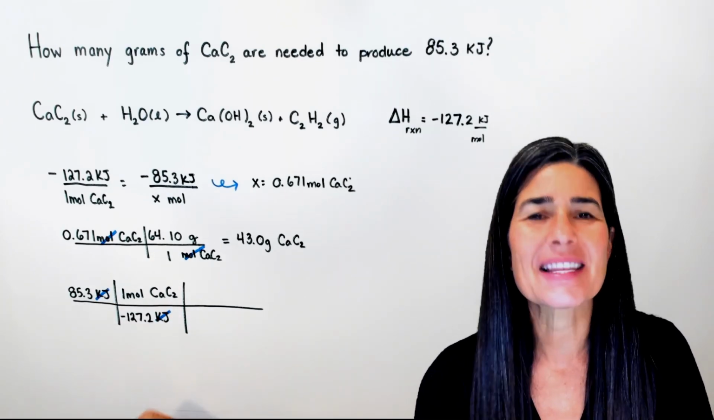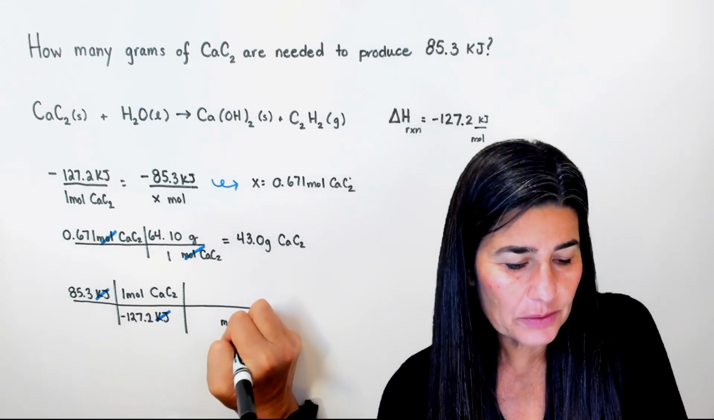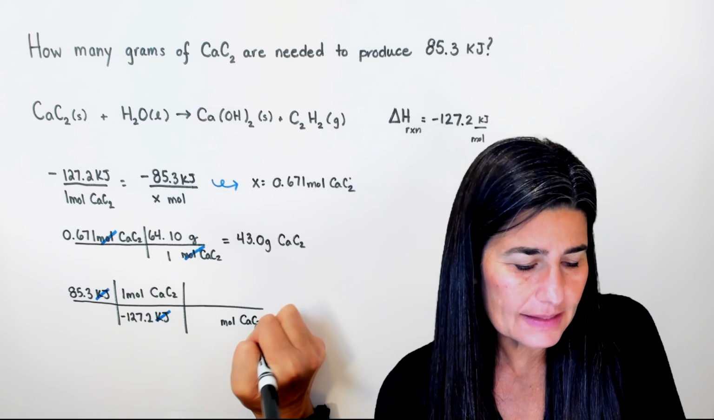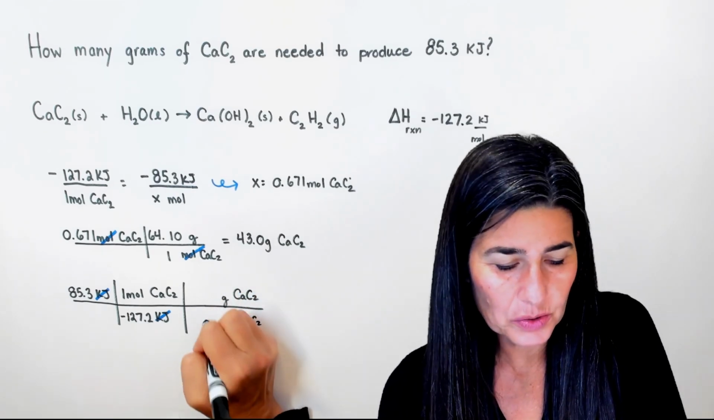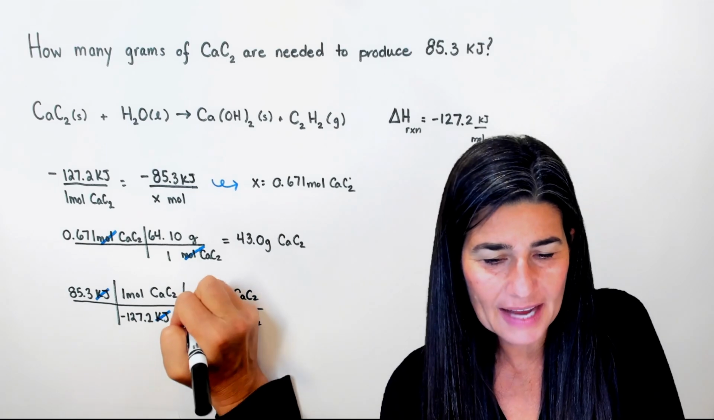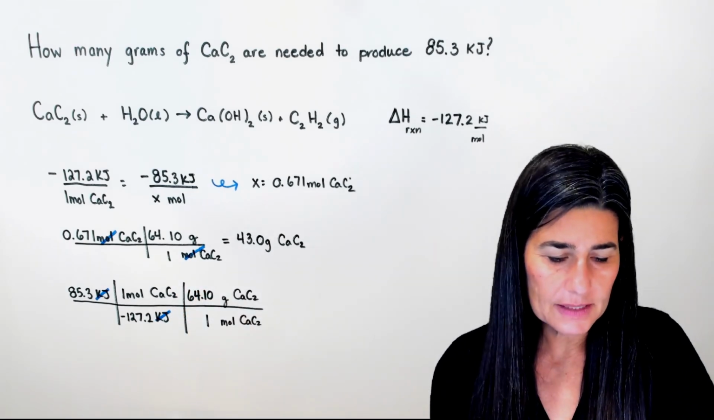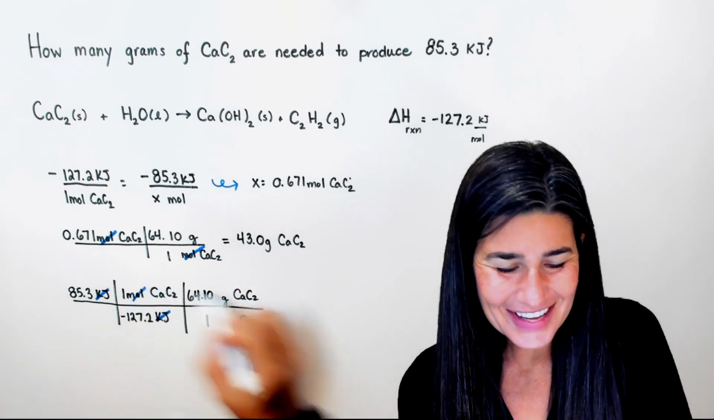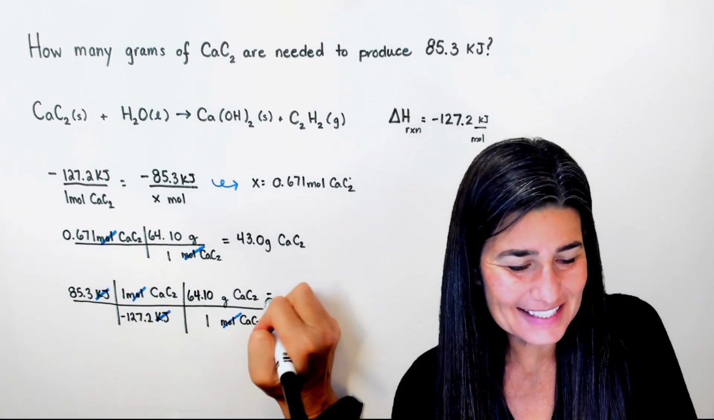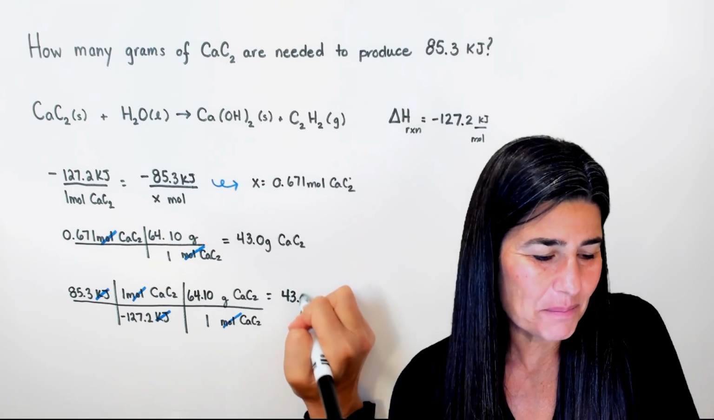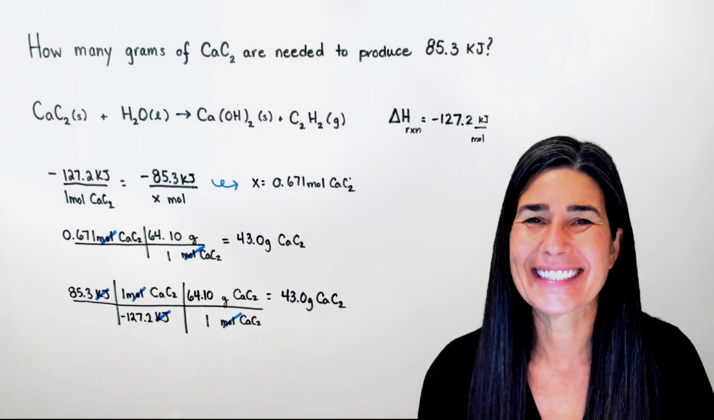They don't want moles, they want grams. So one more step. Let's go ahead and get rid of moles of CaC2. Go to grams of CaC2. 1 mole has a molar mass of 64.10 grams. Moles are gone. And if you do the math here, you're going to get exactly the same thing. 43.0 grams of CaC2.